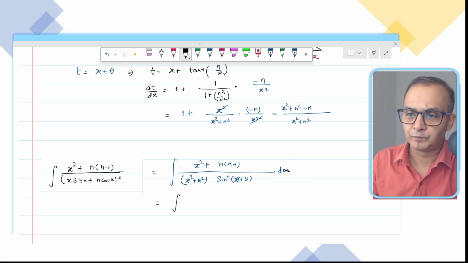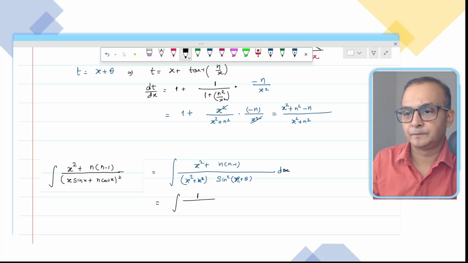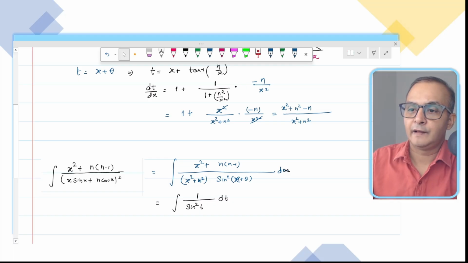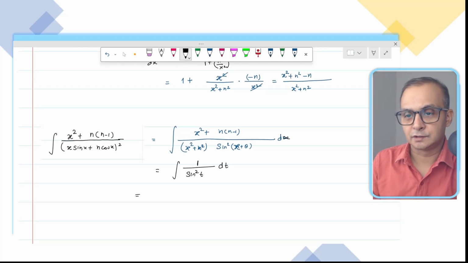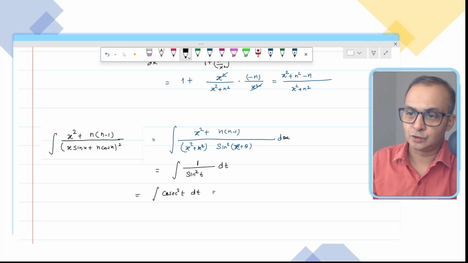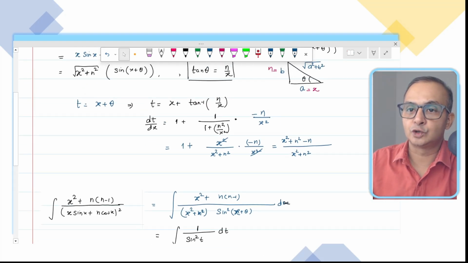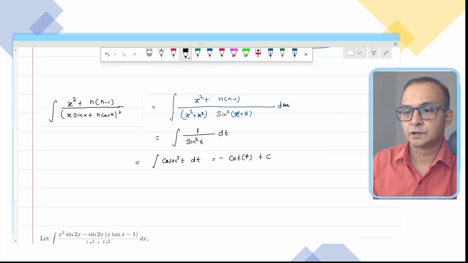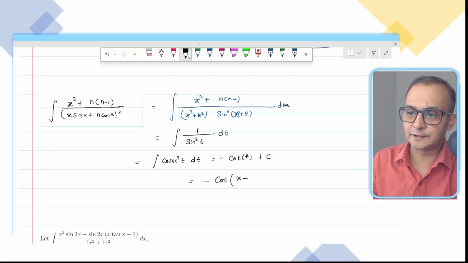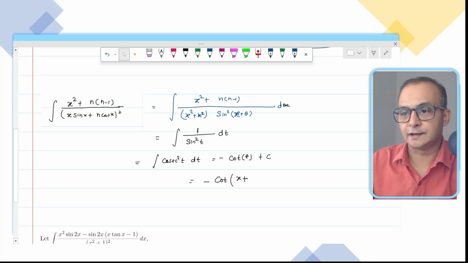It means I'm getting 1 by sine square t into dt. And 1 by sine square t is nothing but cosec square t dt. I'll have the integral, and then it'll get you negative of cot t plus c. And after that I can substitute the value of t from there. So that will give you minus of cot t, where t was x plus theta and theta was tan inverse of n by x.